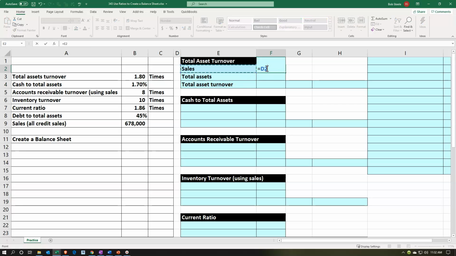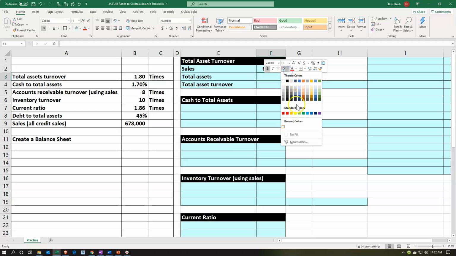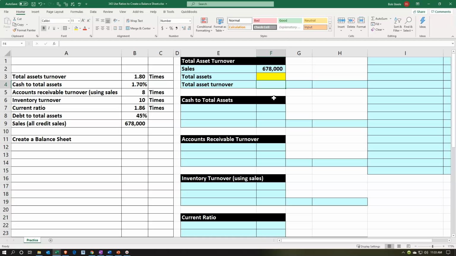So we have the sales number. They gave us that. These are credit sales. All the sales are credit sales. We don't have the total assets, so I'm going to say that's the unknown. I'm going to make that yellow, but they did give us the end result, that being the total asset turnover, that being the 1.8, was it? Yeah, 1.8 times.